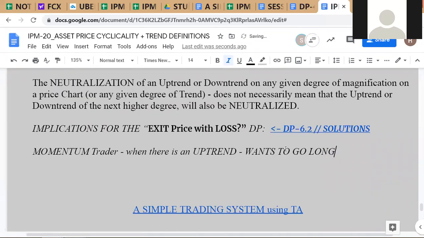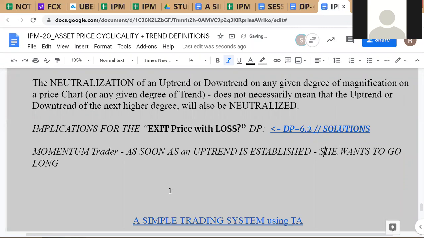Let's reword this a little bit. Let's write it as 'she', because 'she' includes 'he'. When we say 'she', we can include 'he' inside 'she'. So as soon as an uptrend is established, she wants to go long. Momentum trader.